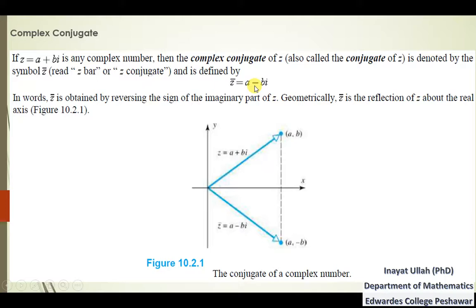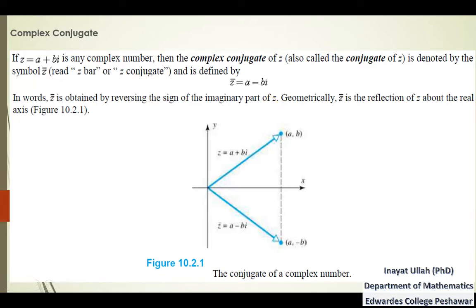What does it mean? It means that you need to change the sign of the imaginary part, not the sign of the real part. So changing the sign of the imaginary part gives the conjugate of that complex number. In words, z conjugate is obtained by reversing the sign of the imaginary part of z.